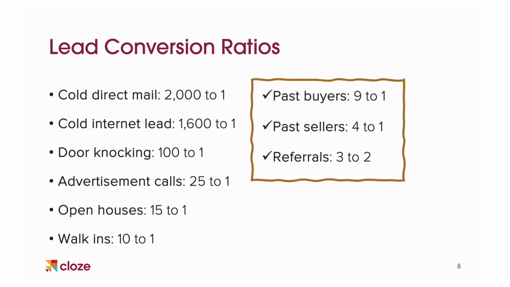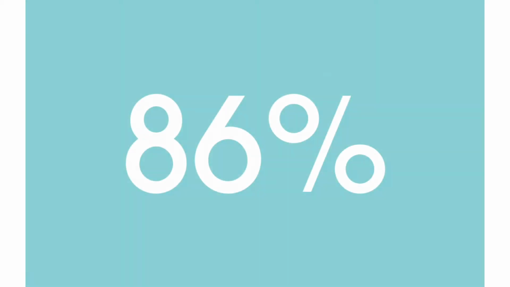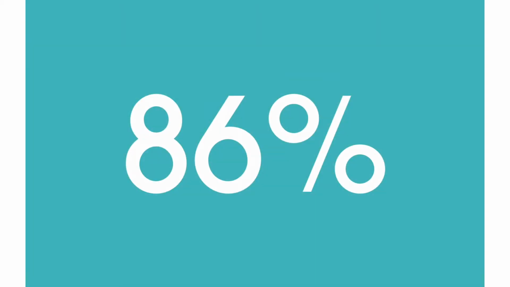So when we think about how we spend our time, that's actually the area where we want to spend the most amount of time because it costs the least and we get the highest conversion rate compared to everything else we do. Top performing agents, they get 86% of their income from repeat clients and referrals. There are referral only agents out there who don't do any lead gen at all. It's all based on past clients and referrals. It's a very different approach to their business.